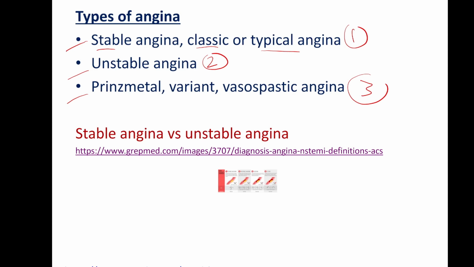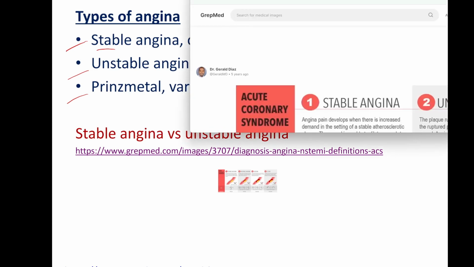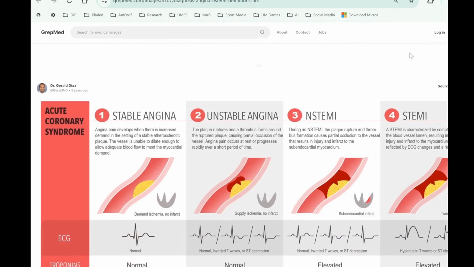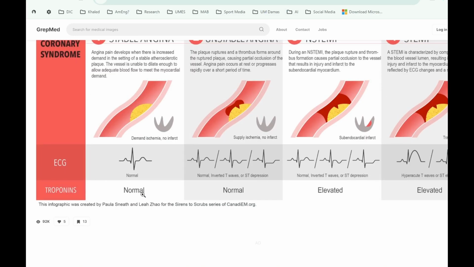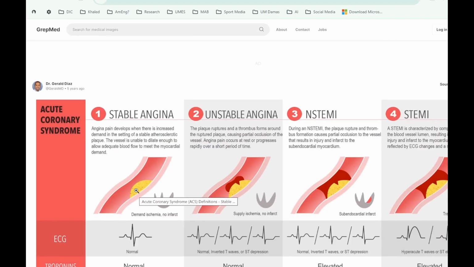Okay, I'll bring up this website to demonstrate what we have. Here we have stable angina, and you can see that we have atherosclerosis in the arteries. The ventricle is healthy, and you can see the atheroma narrowing the lumen of the coronary artery, but the patient is normal outside of exercise, and the ECG is normal.